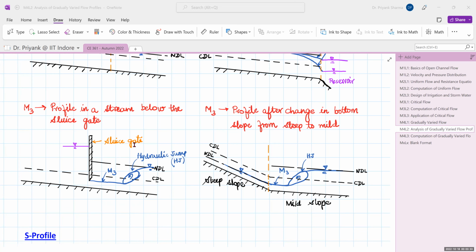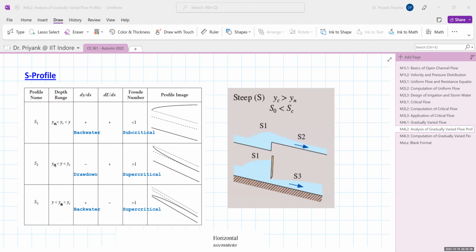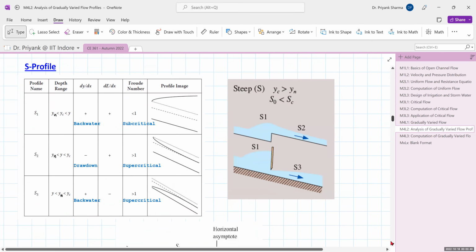Okay, so let us move to the S profile now. Similar to the mild slope, we have three S profiles, that is S1, S2 and S3. In the S1 profile, y is greater than yc and yc is greater than yn. So in S profiles, always your yc would be greater than yn. This is in zone 1. So it is a backwater profile with a subcritical flow. You can see this is a backwater profile with a subcritical flow.